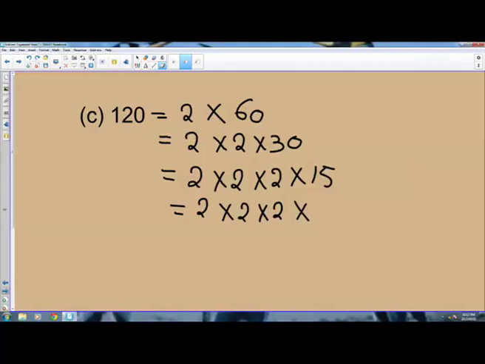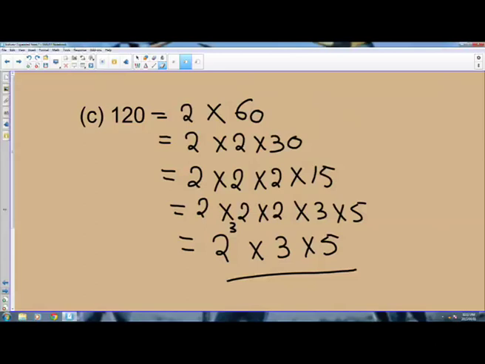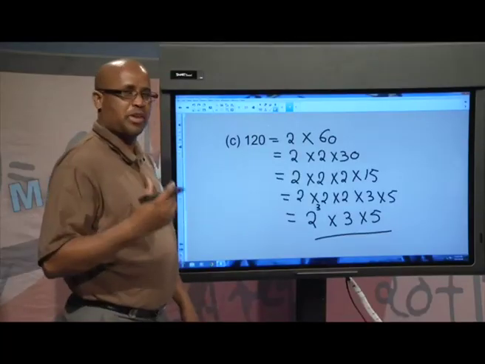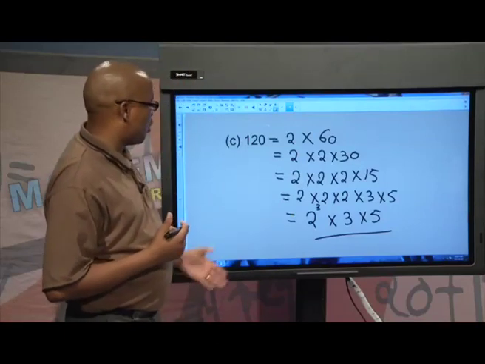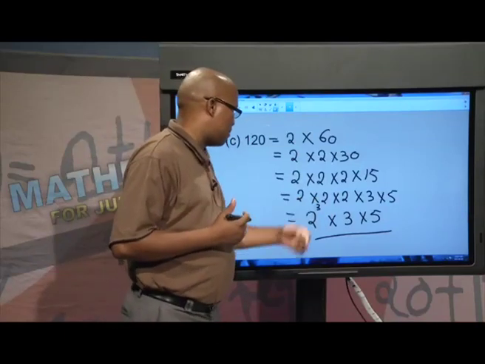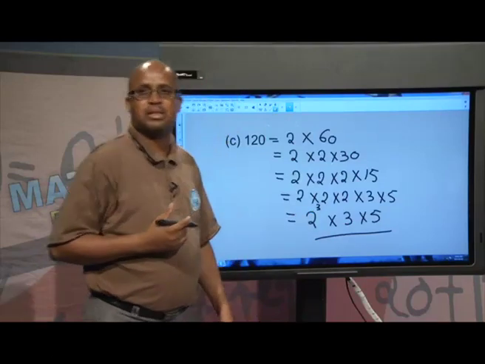We have to write this 15 using its prime factor format. So this will be 3 times 5. And then this gives us 2 to the power 3 times 3 times 5. This is how we express 120 as a product of its prime factors. We just make sure that all the factors involved are prime numbers, like we have done over here.